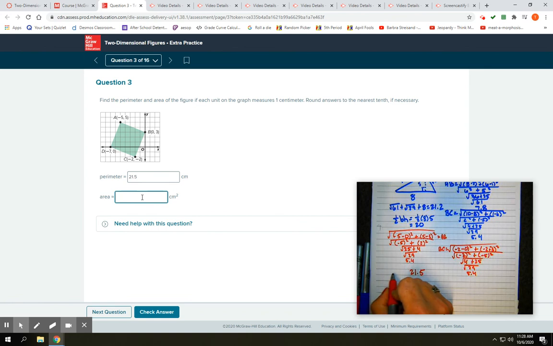Right, that's the square root of 29 4 times. And then square root of 29 times the square root of 29 will give us our area. So basically we have the square root of 29 squared. I don't know why I wrote the equal sign again. That is 29. So we have 29 centimeters squared for our area.